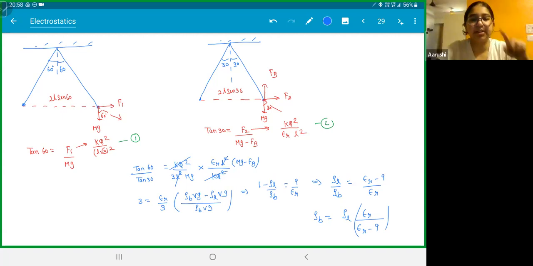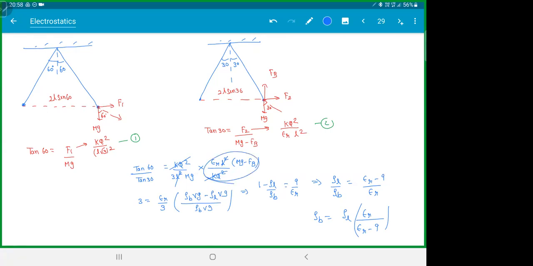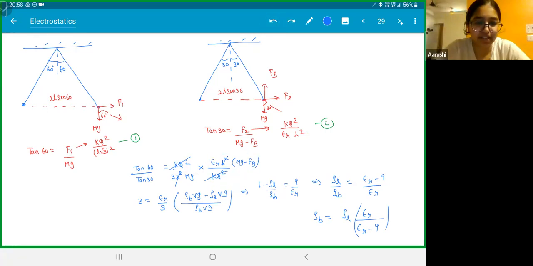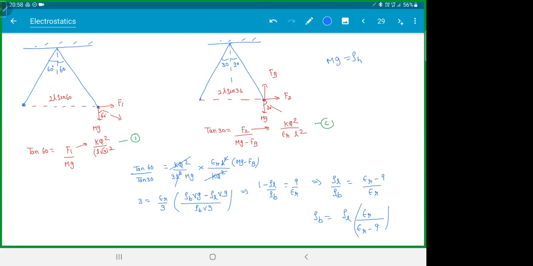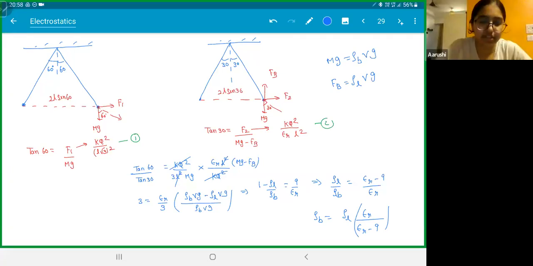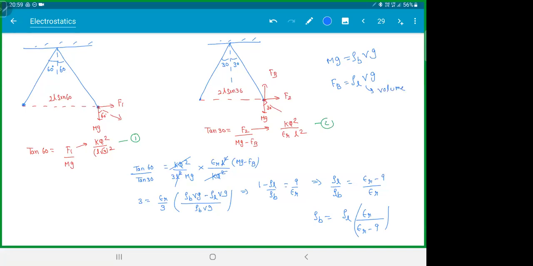So the second step in the blue that you have done, I'm getting a bit confused there. Which step is this? So the one below, this one. Mg is what, right? Rho body volume g. Buoyancy force is rho liquid volume g. I had missed it all. Okay, sir. V is volume. Clear? Next one.